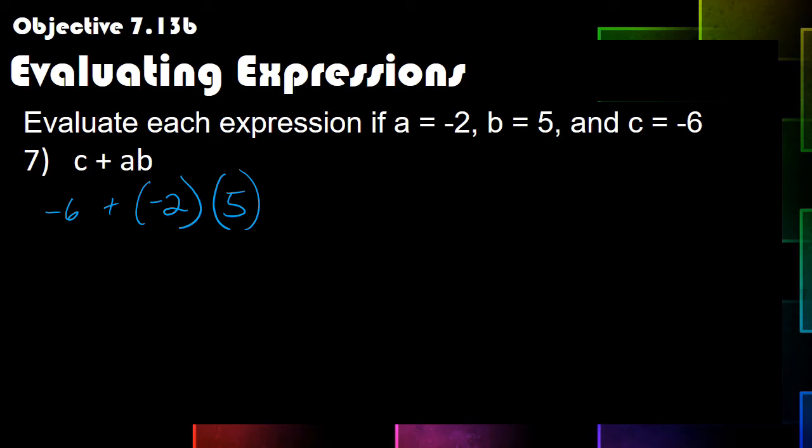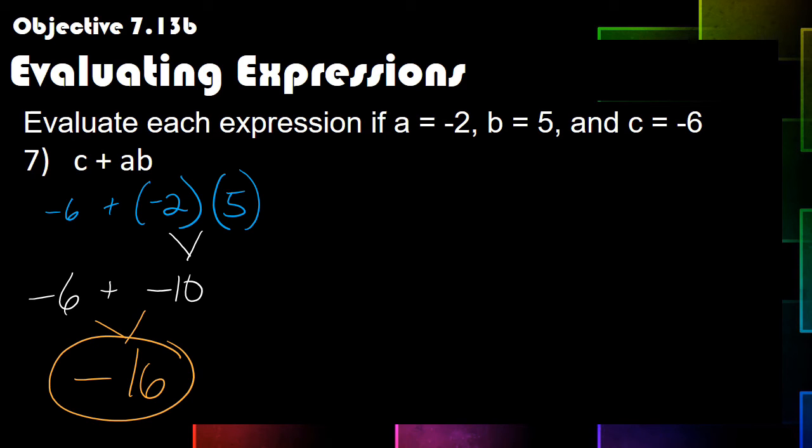So let's do multiplication first, before addition. We have negative 2 times a positive 5, which is negative 10. And we're going to bring down our addition sign and negative 6. So we're left with negative 6 plus a negative 10, which equals negative 16 as our final answer.